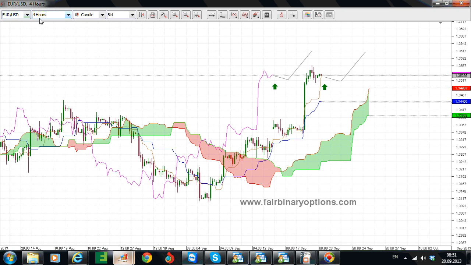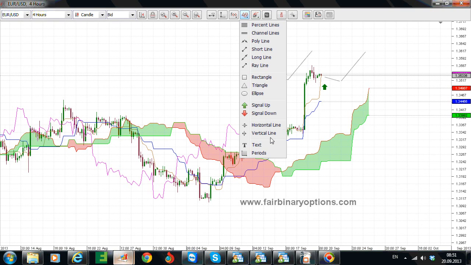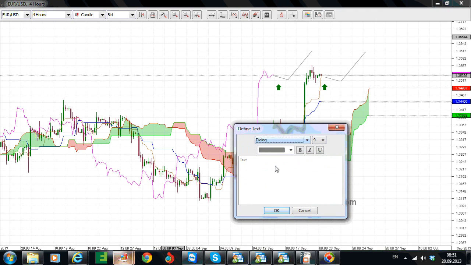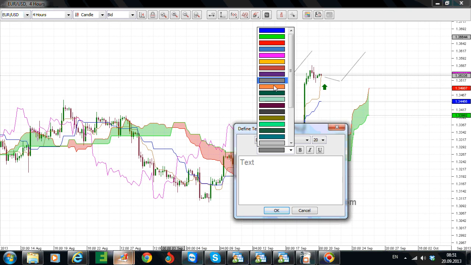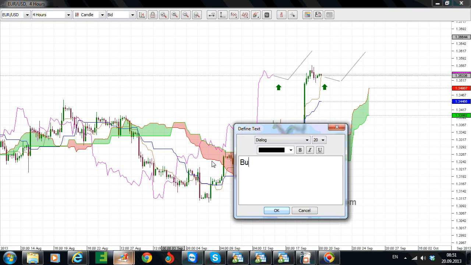Why? Because this being a 4-hour chart, imagine it goes 3 candles to the downside here, and 12 hours from now is almost close of the day, and then price moves to the upside. So it is a bit risky, but it is the most appropriate thing to do. So buying calls, let me write here, buying calls with end of day expiration.